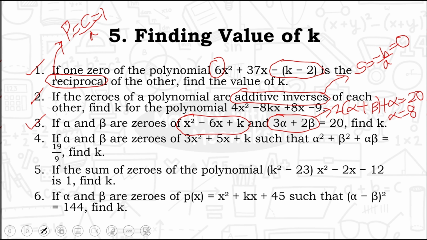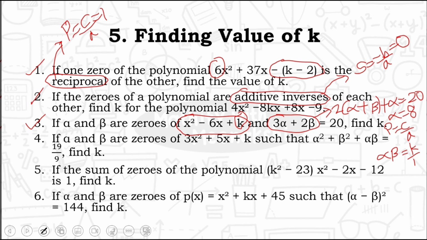And now once you know the value of alpha, you can just put it here to find your beta. Now you know your alpha and beta. How will you find k? Just see the position of k. K is constant, which means you can find k by using product is c by a. And what is the product of zeros? Once you know alpha and beta, you can simply put alpha into beta is equal to c by a, and c by a is k by 1. So product of zeros is equal to k.